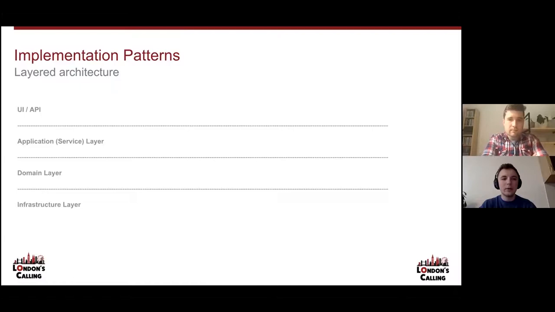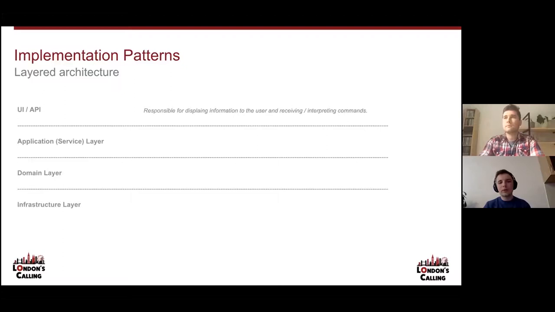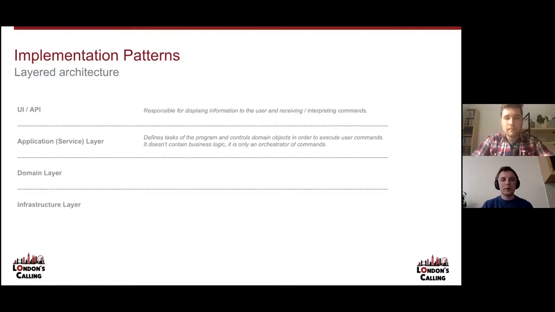The first layer is a UI layer or API layer, which is actually responsible for displaying information to the user. This layer is just used to present the data or to trigger some actions in our application. To trigger the action in our application, we use our application layer, which is also called the service layer. And it defines the methods and possible actions that are exposed in our application. The service layer itself doesn't contain any business logic, but it plays a role of an orchestrator.